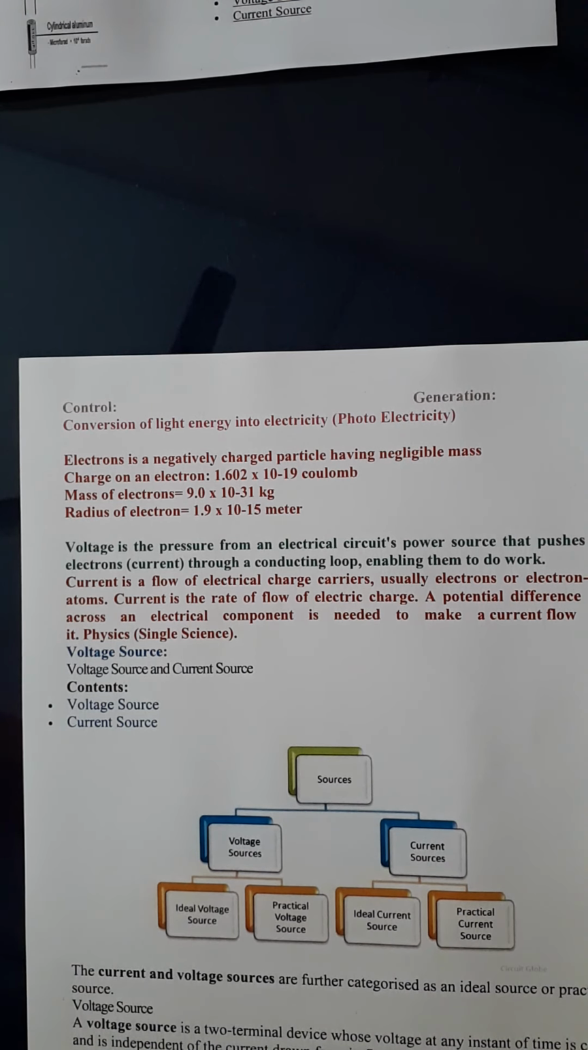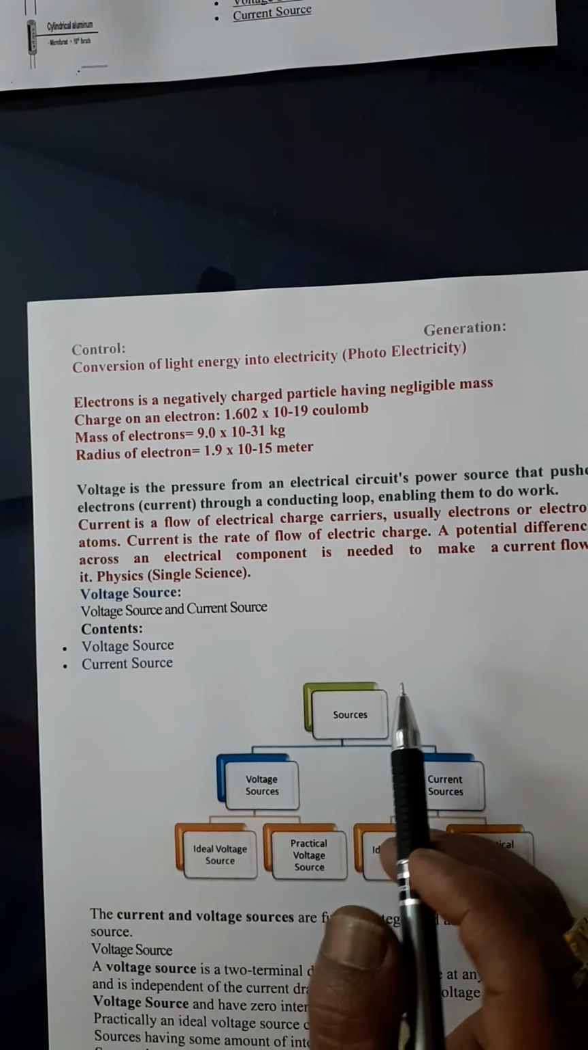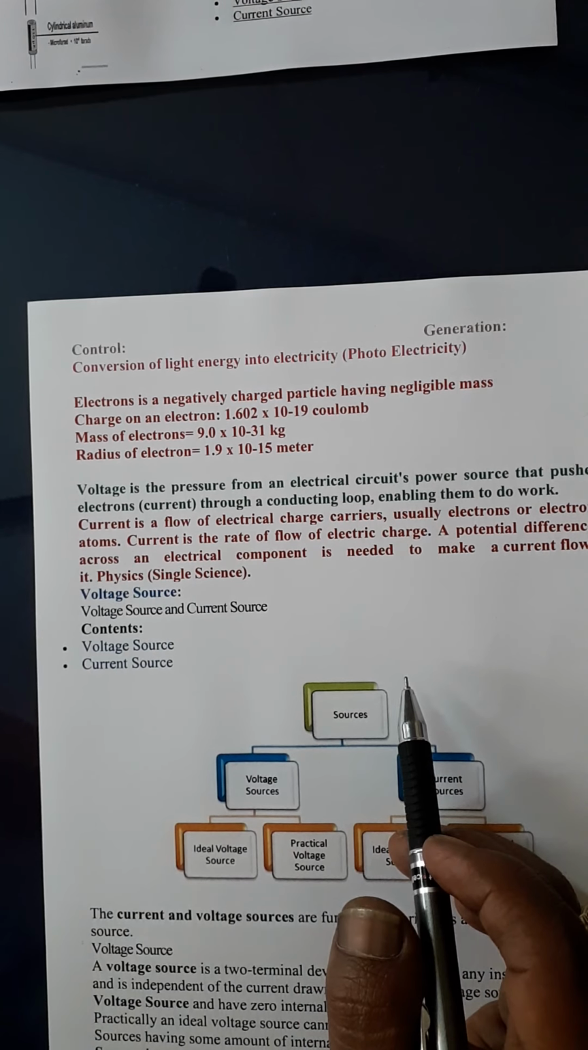Next, go for the current. Current is the flow of electrical charge carriers, usually electrons or electron-deficient atoms. Current is the rate of flow of electric charge. A potential difference, or you can call it a voltage, across an electrical component is needed to make a current flow through the circuit.